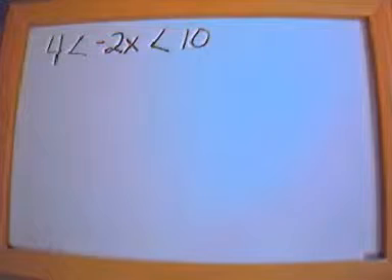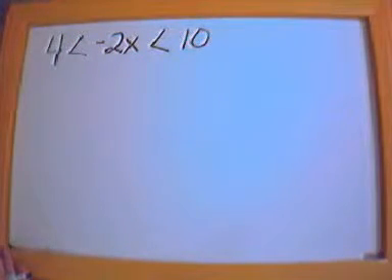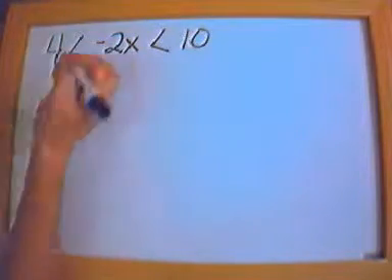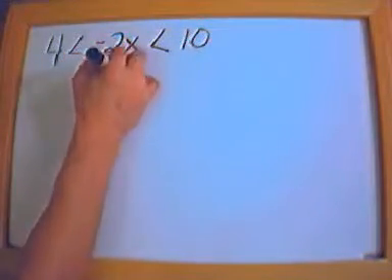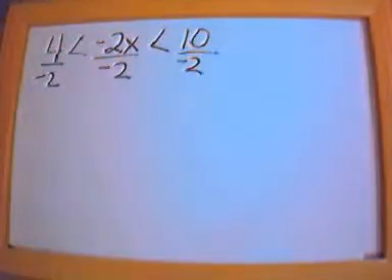Okay. Now I want to get the x by itself in the middle, and the way I need to do that is divide by negative 2. However, when I divide by a negative, all the signs are going to flip. So let's do that. I'm going to divide by negative 2 here, I'm going to divide by negative 2 here, and I'm going to divide by negative 2 here.